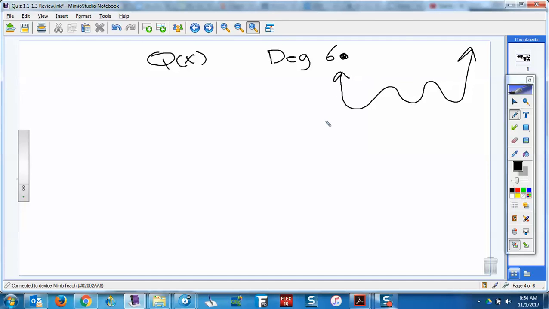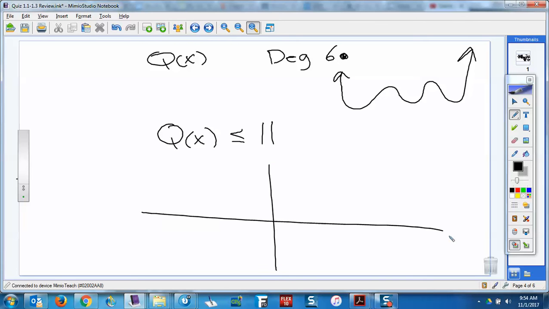Okay, and they said, is it possible that Q is less than or equal to 11 for all values of x? Is it possible? Now, when you hear Q of x, what do we say when we see the function value? When you see this in an equation, inequality like this, what are you thinking of when you see Q of x? What's coming to mind? Not function, but just ordered pair. Sort of, but it's just one part of the ordered pair. The y value, the y value.